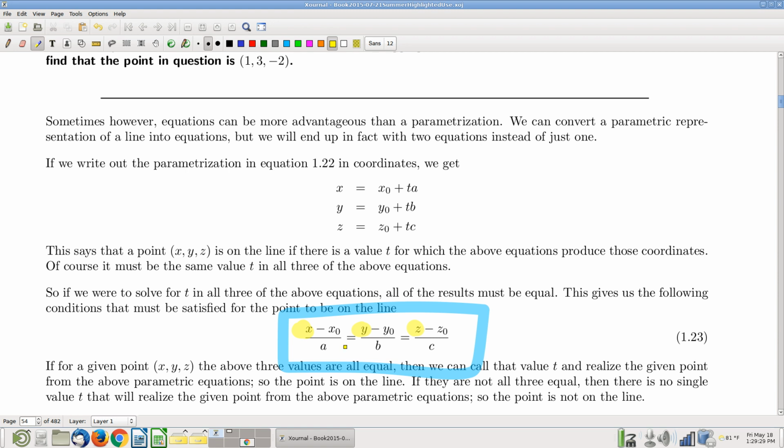So this, again, serves kind of like an equation now. You plug in the x, y, z, see if it works, see if it doesn't work. If it works, yes. If it doesn't work, no. They call this the symmetric equations of the line.